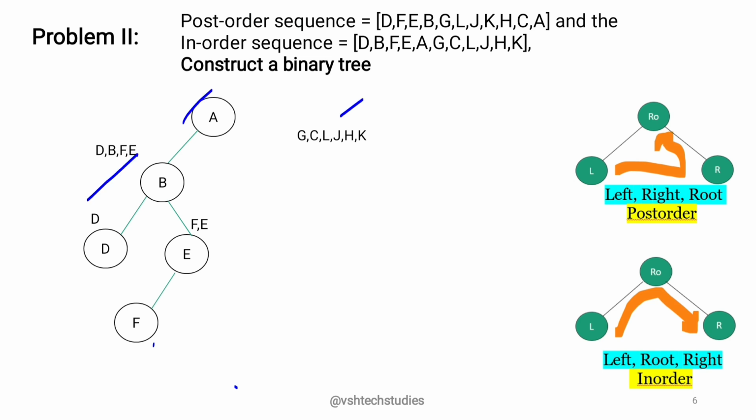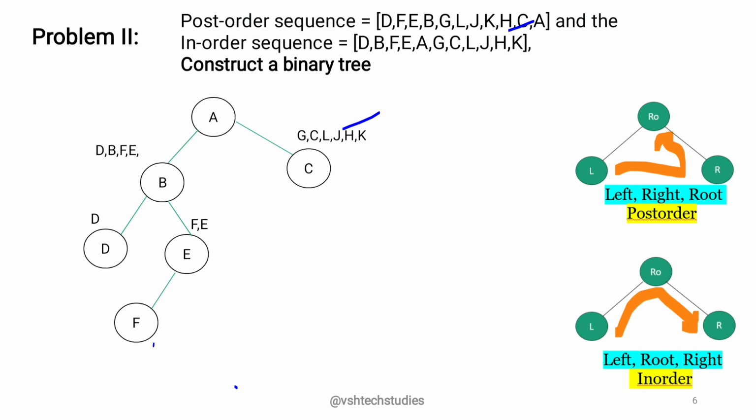Next we'll move on to the right side. Among these, which is the root? For that we have to observe the post-order sequence, which comes last: G, C, L, J, H, K. C comes last here. Hence C is made the root here. The remaining G, L, J, H, K will be remaining. So C is made the root. It is connected as the right child of A.